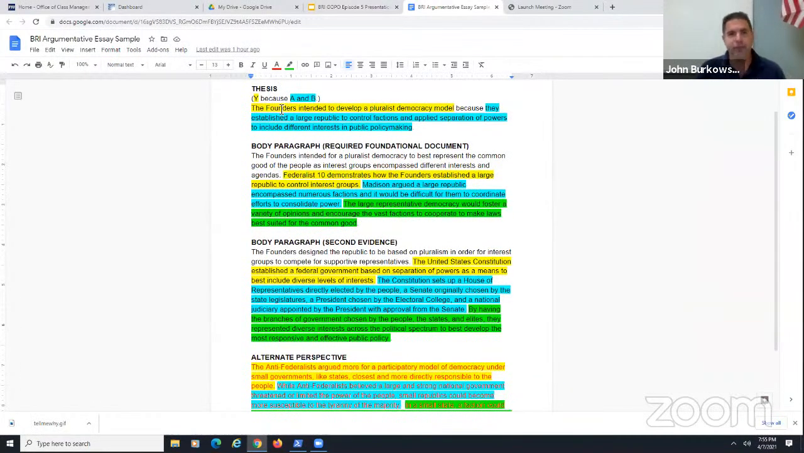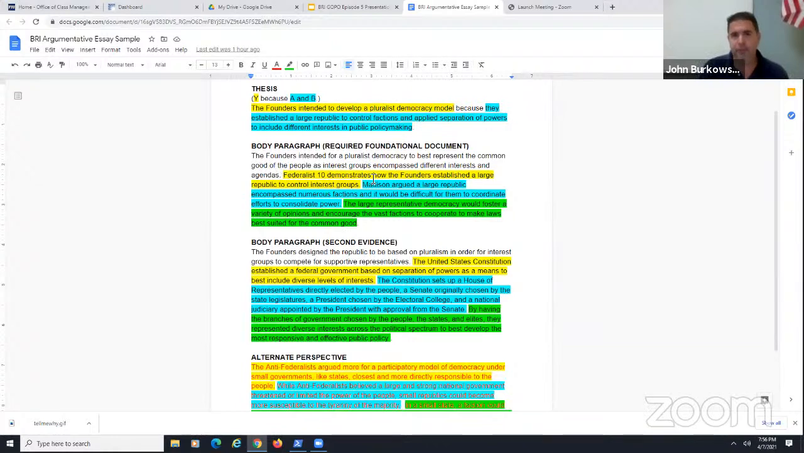So here we go. Here's a thesis. We've already looked at this, right? We've already said it. I went with pluralist democracy. That's my claim. The founders intended to develop a pluralist democracy model. Some people are like, but JP, how do you know it? I go, it's because I understand government and politics. You use your understanding to do this. It's not about true or anything. It's just making a defense. Because, and here are my analytical categories: large republic and separation of powers. We already dealt with this.